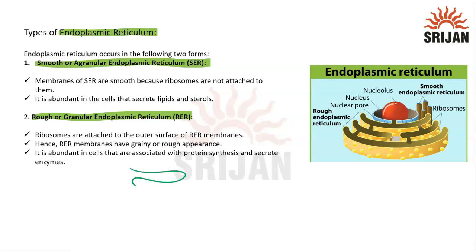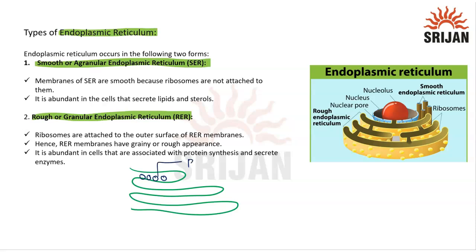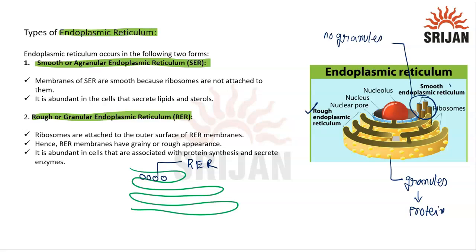If you see that this is our endoplasmic reticulum, the smooth endoplasmic reticulum doesn't have granules. If granules are present over here, that is the RER, or rough endoplasmic reticulum. As you can see, this is the granule. This granule helps to form what? Protein. So this side is rough endoplasmic reticulum. But in this area, you can see there are no granules present. So no protein synthesis happens here. They are smooth endoplasmic reticulum.